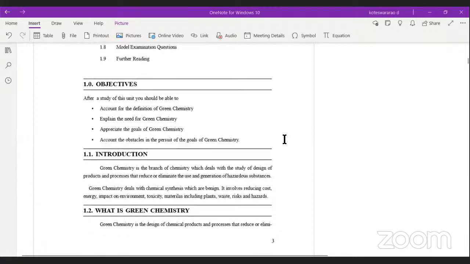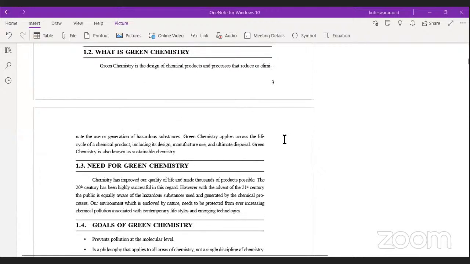Now, first, my question is: what is green chemistry? Green chemistry is a branch of chemistry which deals with the maintenance of the products and designing of the products in such a way that reduces the environmental hazards and safety priority. That is called green chemistry. As per our book, we can define it as: green chemistry is the design of chemical products and processes that reduce or eliminate the use or generation of hazardous substances.